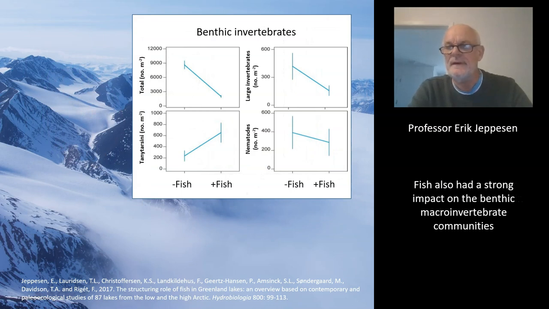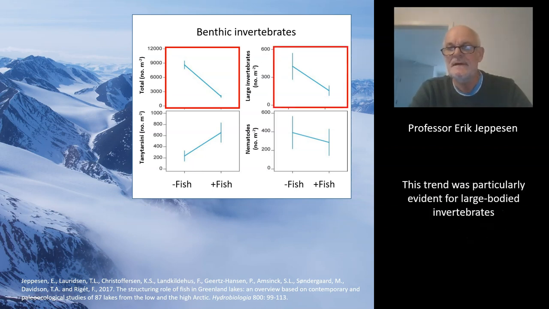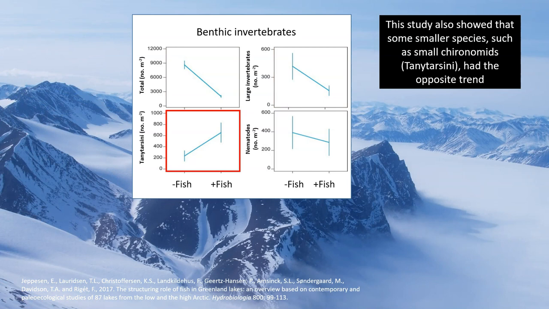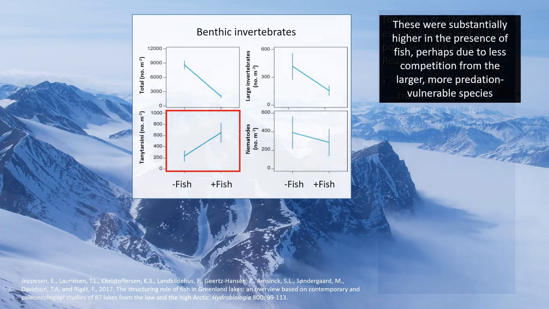Fish also had a strong impact on the benthic macroinvertebrate communities. The abundance of macroinvertebrates was 3-fold higher in the nearshore areas of fishless lakes. This trend was particularly evident for large-bodied invertebrates. The study also showed that some smaller species, such as small chironomids, had the opposite trend. These were substantially higher in the presence of fish, perhaps due to less competition from the larger, more predation-vulnerable species.